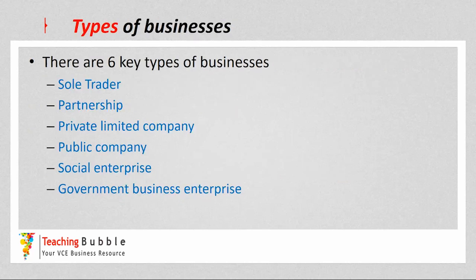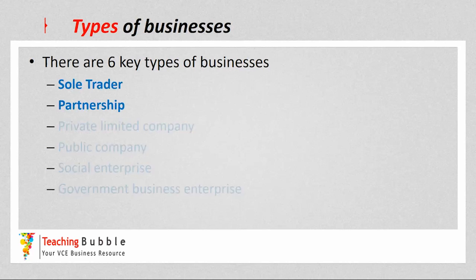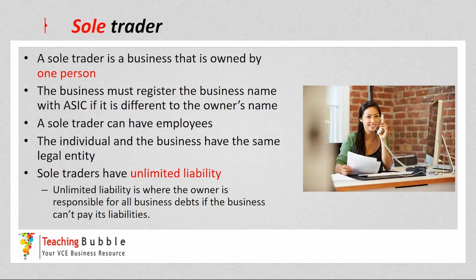Now, the first dot point in the study design asks us to look at the different types of businesses. There are 6 that we're going to look at, and I'm going to break these up into 3 separate videos. Today, we're going to look at the sole trader and partnership businesses. So a sole trader is a business that is owned by one person. There is no need for the business name to be registered if the owner is simply going to use their own name for the business name.